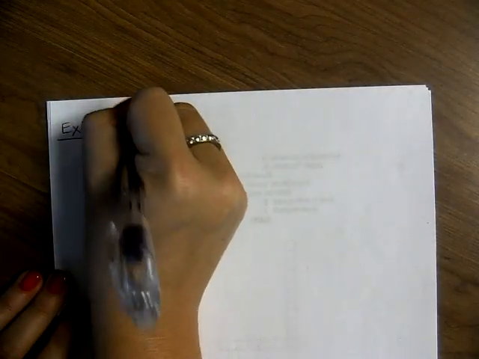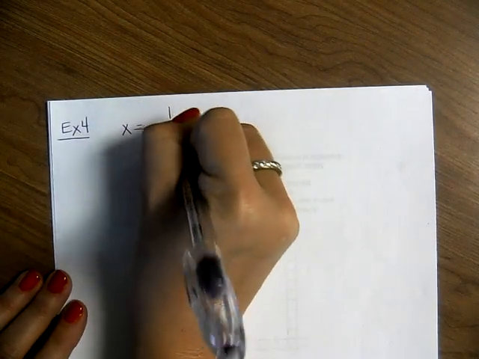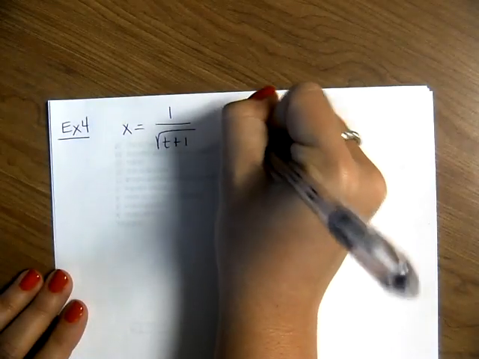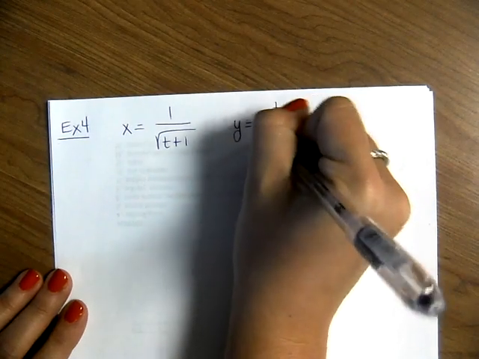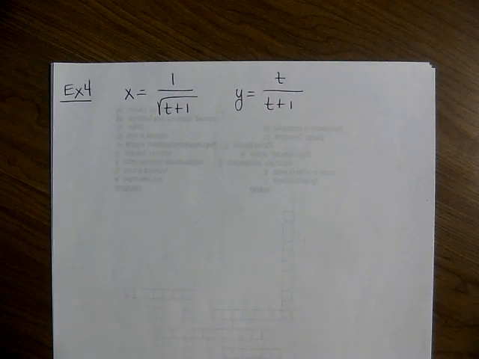Okay, how about this one? X equals 1 over the square root of t plus 1, and y equals t over t plus 1. That looks better. More exciting.